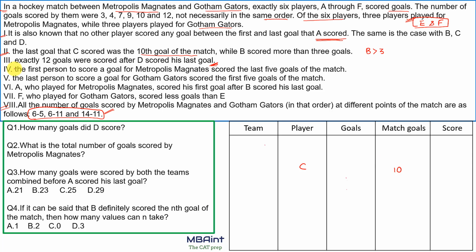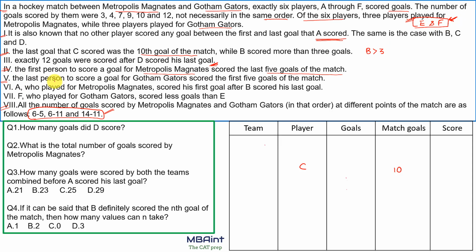Okay, now what is further? The first person to score the goal for Metropolis Magnates scored the last 5 goals of the match. Okay, so you can see that the person in the 4th point can either be E or F because their goals are being split throughout the match.